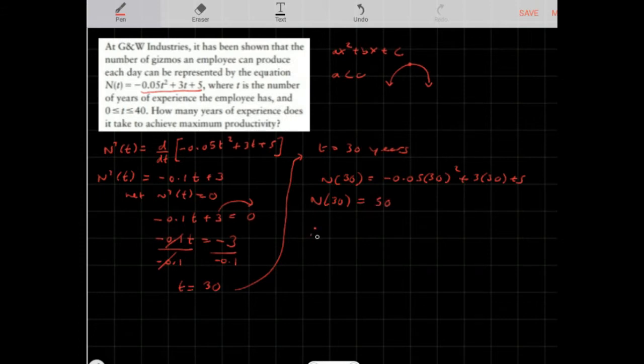So therefore it takes 30 years to achieve maximum productivity, and the maximum productivity appears to be to produce 50 gizmos a day.